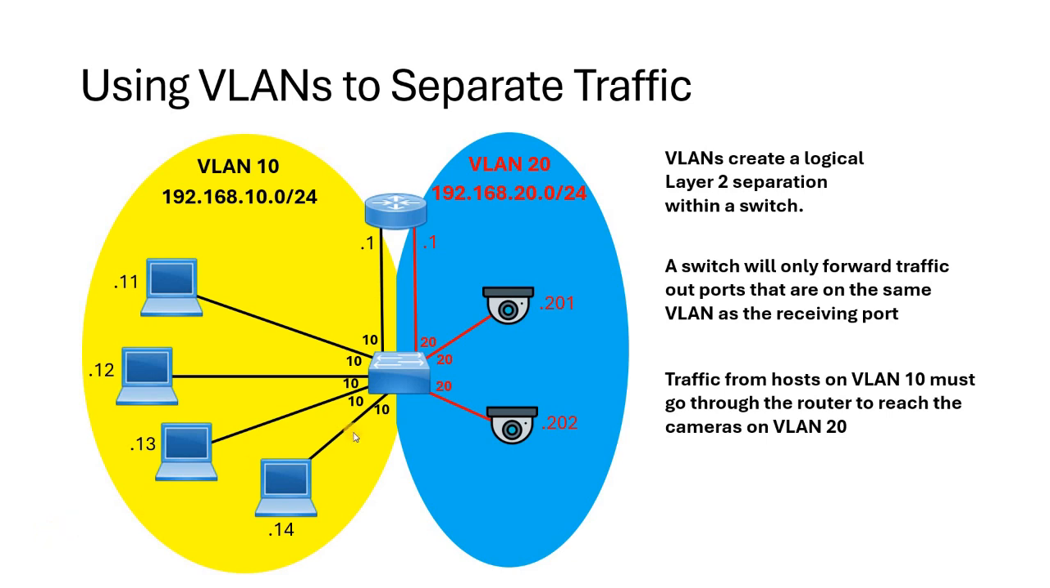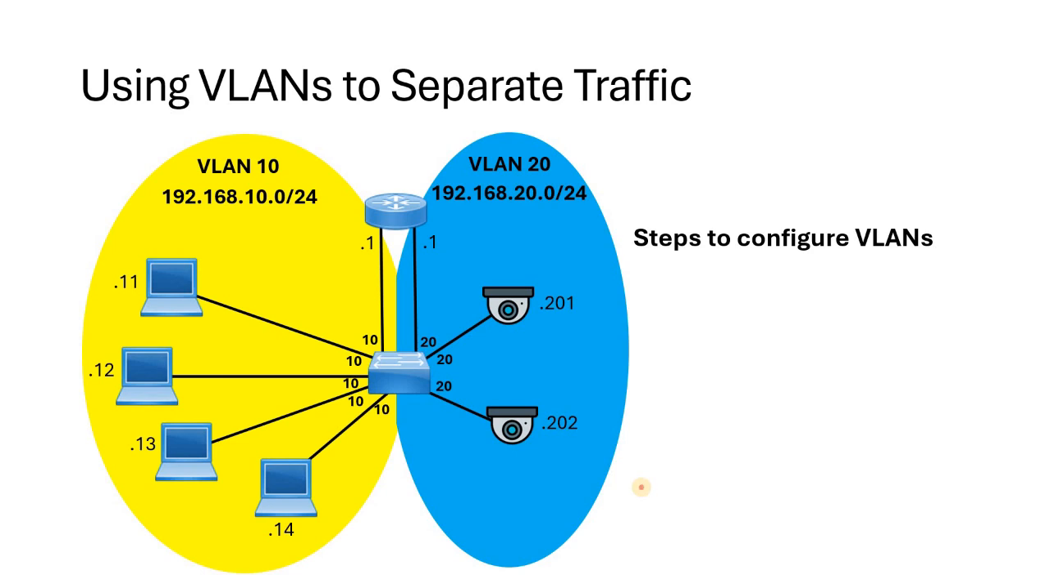So let's take a look at how this actually works. As you can see here, I've got one switch, and we've got 3 ports on VLAN 20, and 1, 2, 3, 4, 5 ports on VLAN 10. And the switch will not send any traffic that comes in on VLAN 10 out any ports on VLAN 20. So in this example, we're showing a broadcast both from the PC here and the camera, and it's only going to send that traffic out ports that are on the same VLAN as the receiving port.